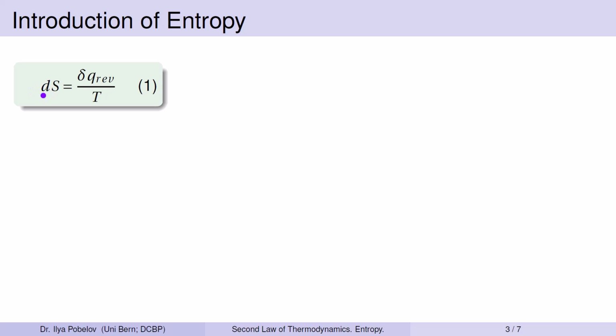Here, the letter d in dS signifies that entropy is a state function. In contrast, the heat exchanged between the system and its surroundings is a path function. This is indicated by using the symbol delta for an infinitesimal increment of heat. Now you might wonder, how can a path function be converted into a state function? Two key aspects make this possible.